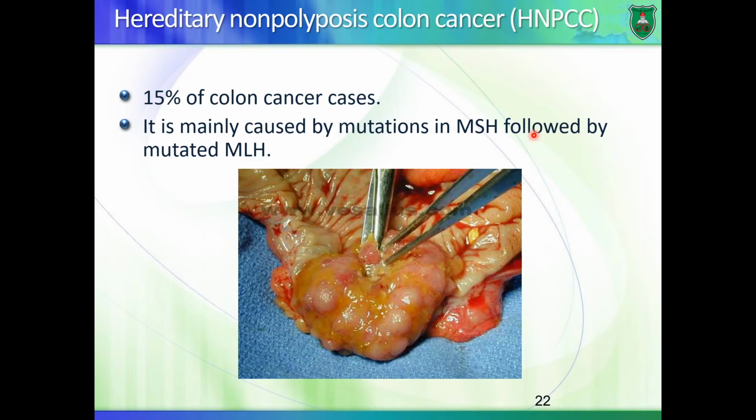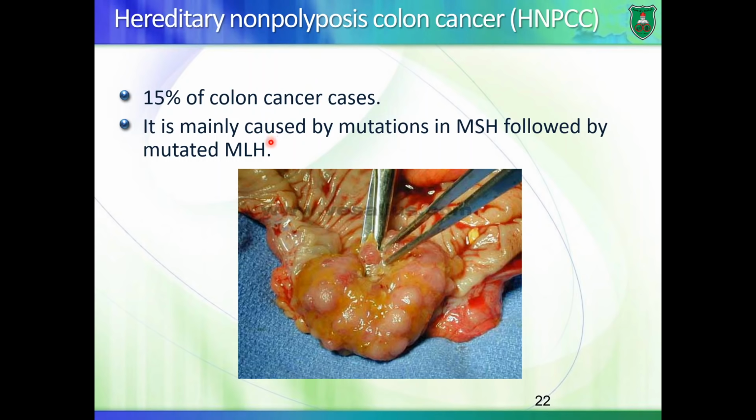The reason is that there is a condition. We have a type of cancer known as hereditary nonpolyposis colon cancer. So this is a hereditary cancer, meaning that it is inherited, and HNPCC constitutes about 15% of colon cancer cases. So that's a lot actually.